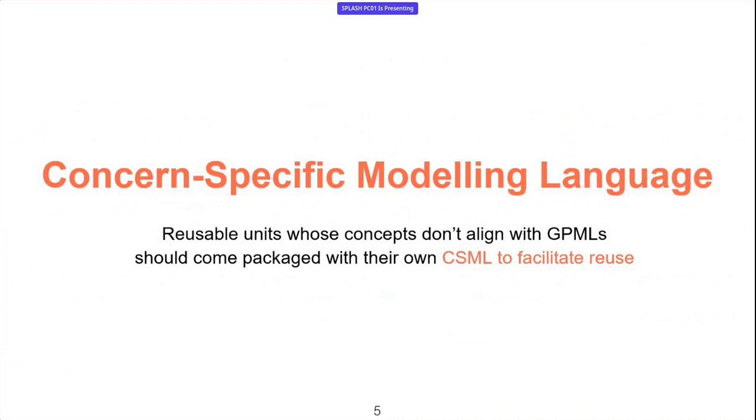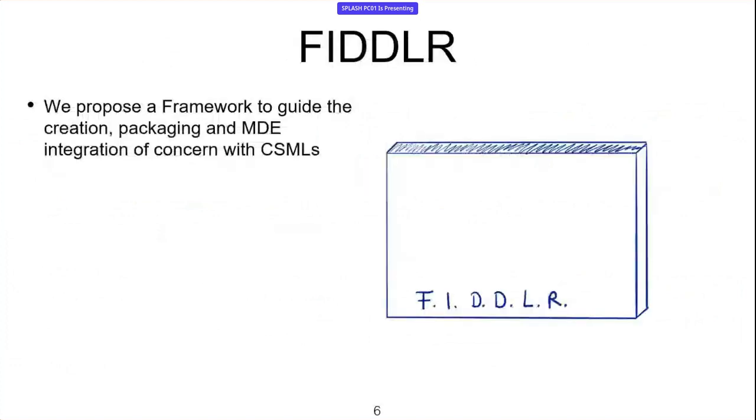So the rest of the talk is basically how can we make this easier for a concern designer to build such a language and integrate it with this reusable unit? How can we make this easier? Because this is definitely a complex thing to do. And I'm also going to illustrate how we can make the reuse for the concern user a lot easier when we have such concern-specific modeling languages.